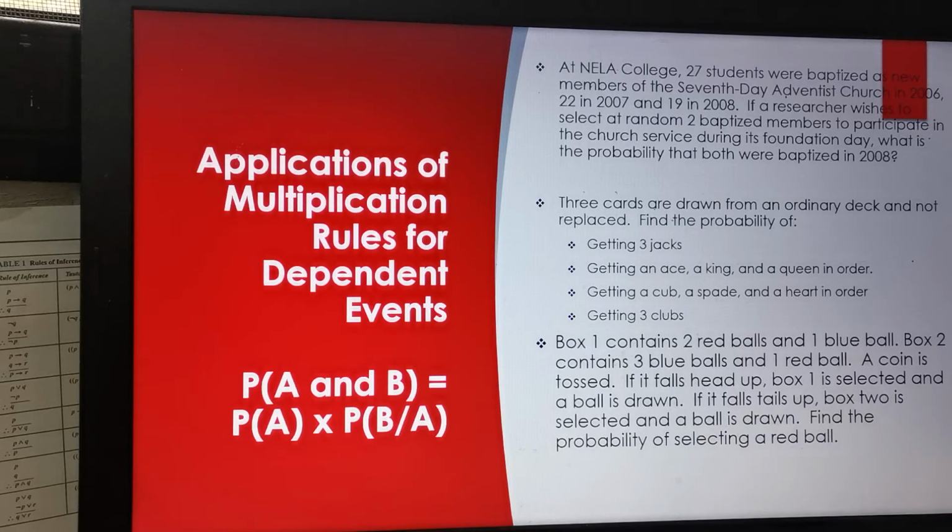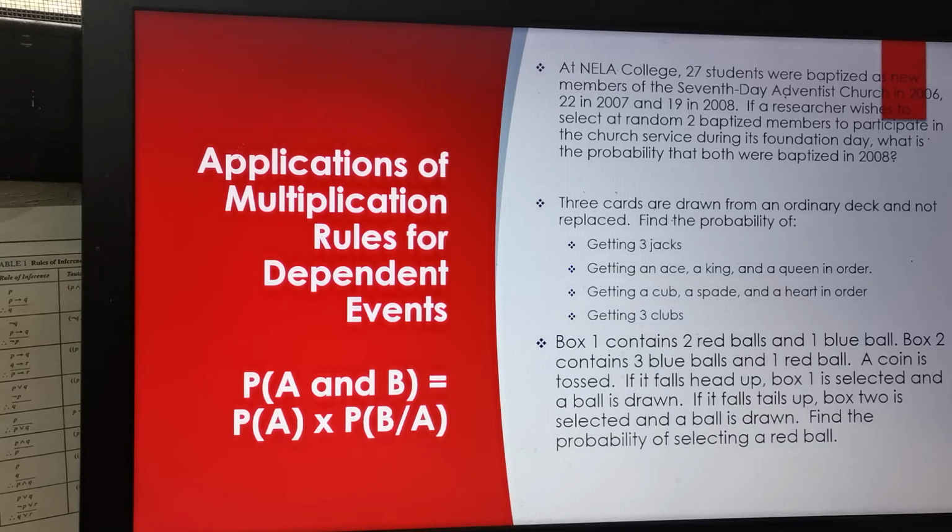Katulad nito, okay, at Nela College, 27 students were baptized as new members of the Seventh-day Adventist Church in 2006, 22 in 2007, and 19 in 2008. If a researcher wishes to select at random two baptized members to participate in the church service during its foundation day, what is the probability that both were baptized in 2008?